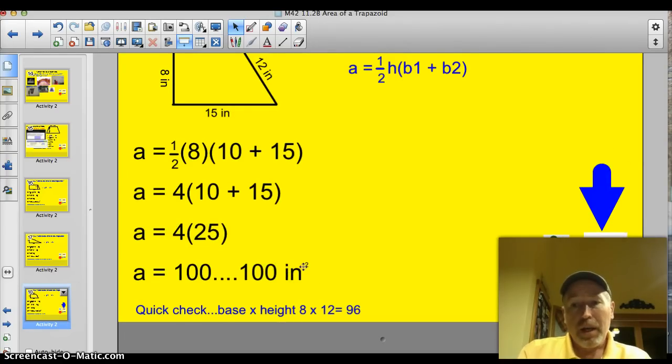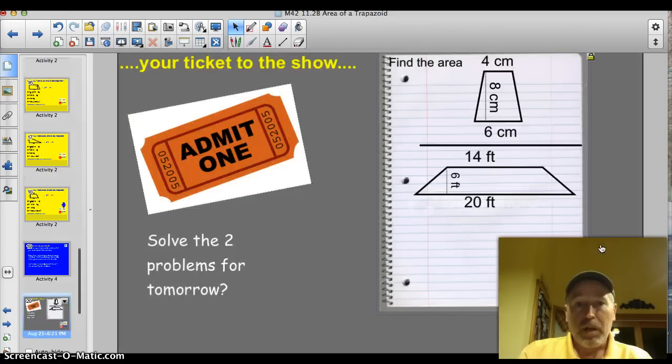All right, time for the ticket to the show. Here are 2 parallelograms and 2 trapezoids. You've got the measurements you need in there to solve those. So I'm going to stop for a second so you can write them down. Pause it. All right, that's your ticket to the show for tomorrow.